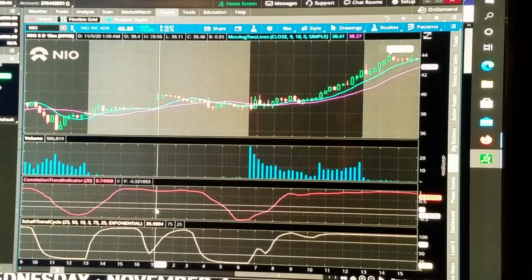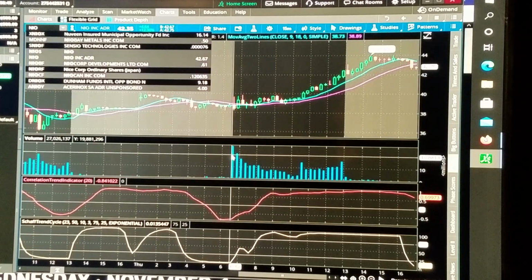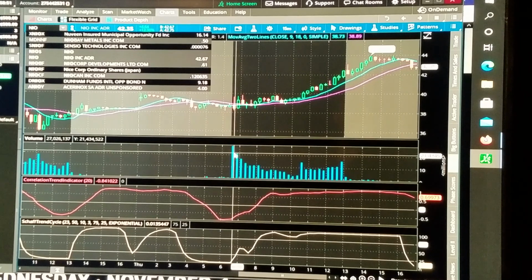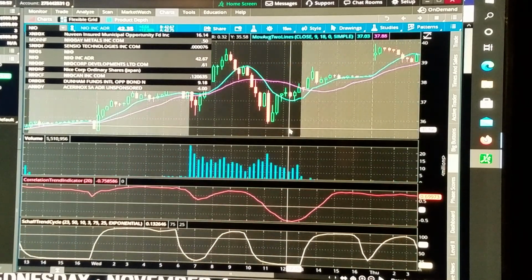VWAP will show you those, and that's when institutionals will come in and buy, and you'll see them with big, high, large volume. So you don't necessarily need that. But this is a very, very good, simple setup.